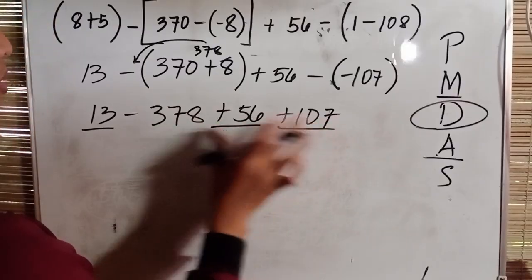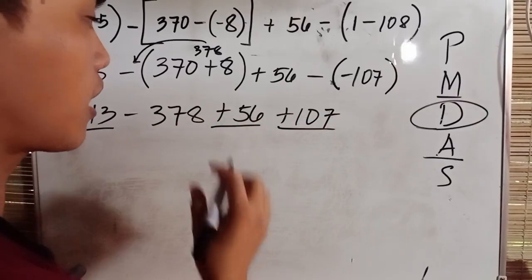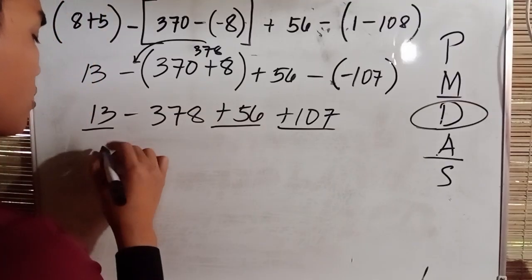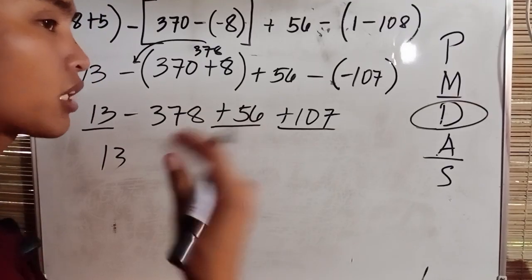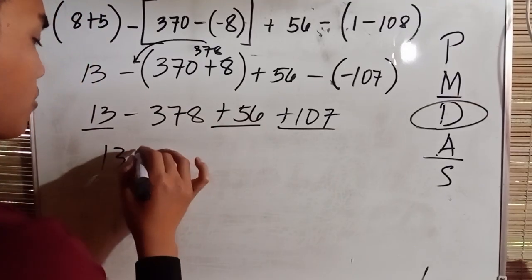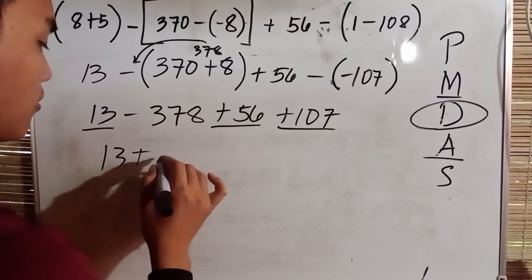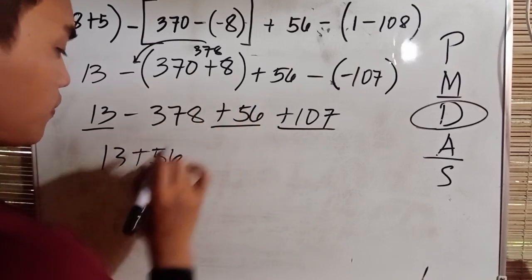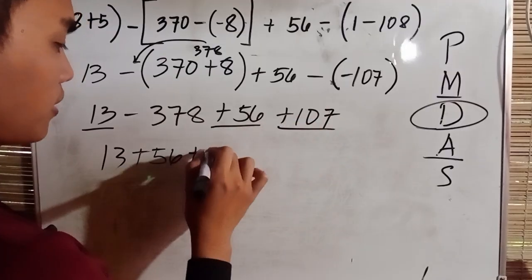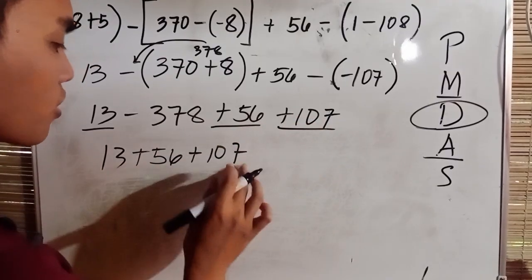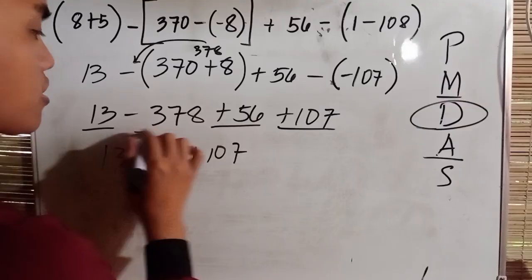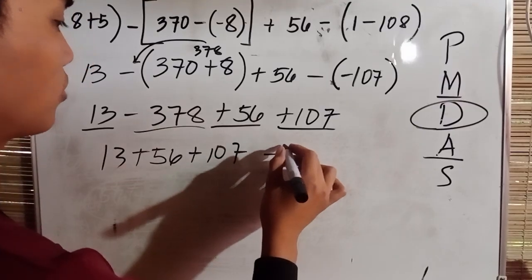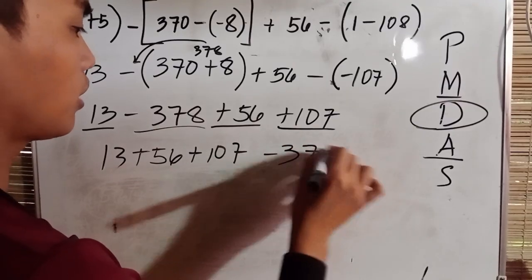Those numbers na nilagyan ko ng underline are all positive numbers. So, let's group them first. Pwede naman natin siyang i-solve directly, pero para po hindi tayo malito, i-group po natin sila. Pagsamahin po natin yung mga positive numbers. We have 13 plus 56, copy, and then plus 107, copy. So, these are the positive numbers. And then this is our only negative number. So, ilagay po natin sila sa pinakahuli.